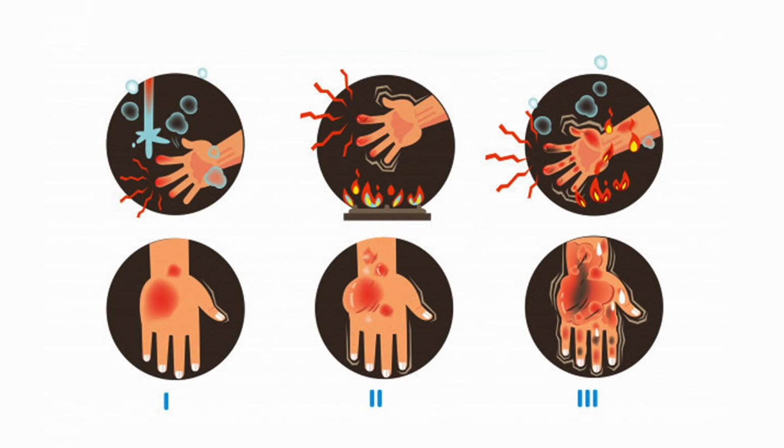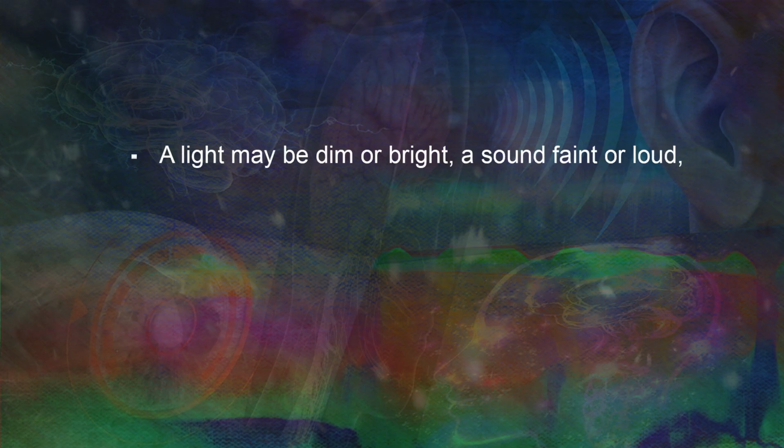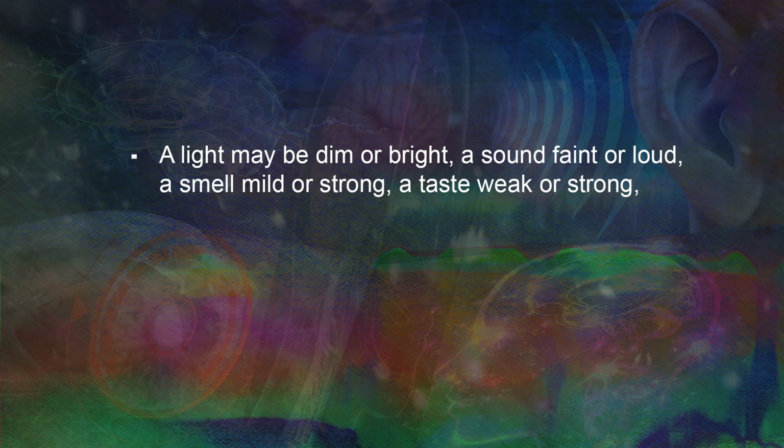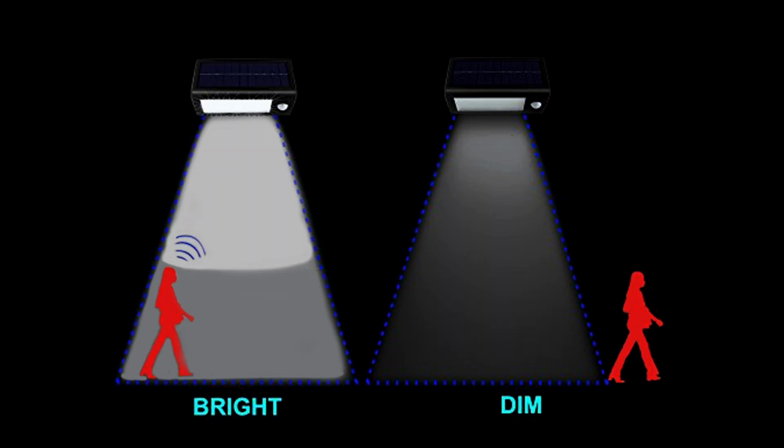Sensation of the same quality may differ in intensity. A light may be dim or bright, a sound faint or loud, a smell mild or strong, a taste weak or strong, a pressure light or heavy. A dim light produces a faint sensation of light. A bright light produces an intense sensation of light.